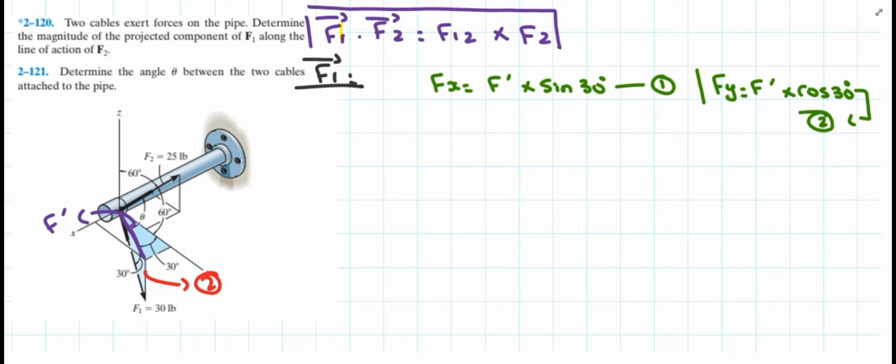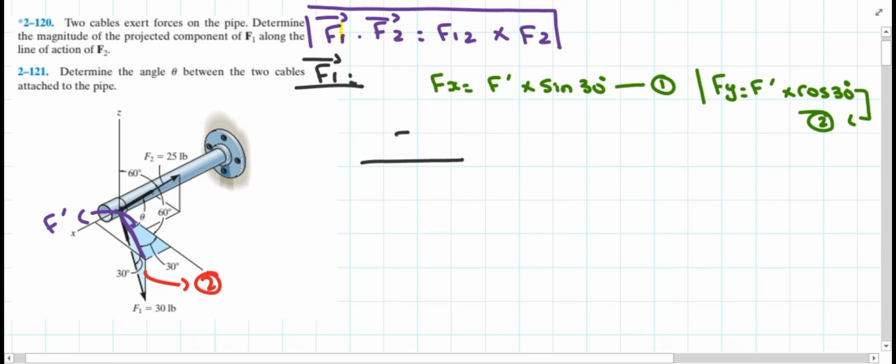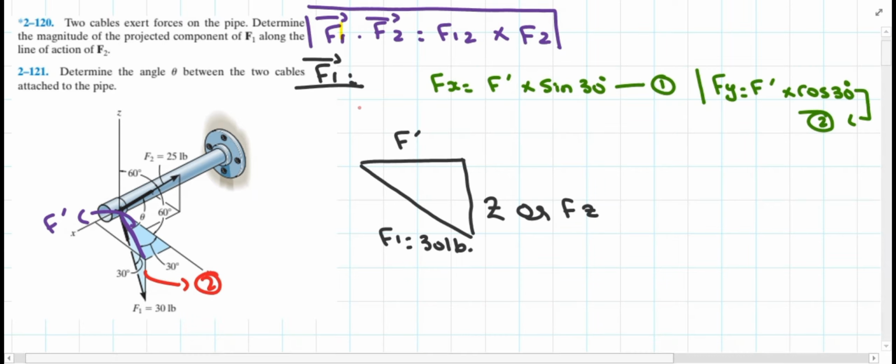So this will be drawn like this. This is basically our f prime. This is our z axis, or you can say this is basically our fz, and this side is the value of f1, which is equal to 30 pounds. The angle between f prime and the 30 pounds is 30 degrees according to the equation, and the angle between f prime and fz is 90 degrees.